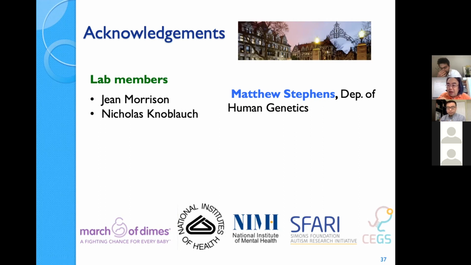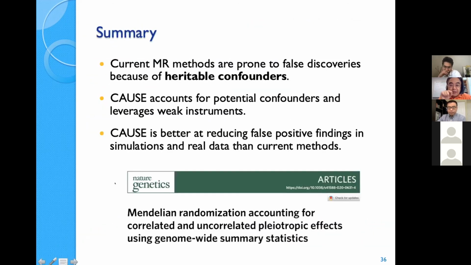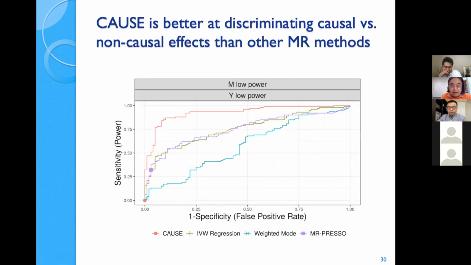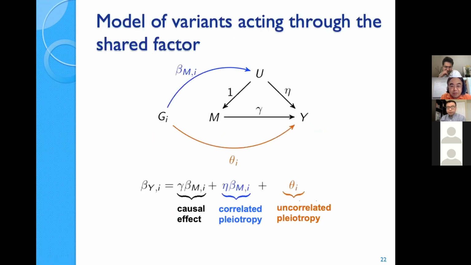On page 22, you had the eta, this U. In this diagram there's only one U, but I think in reality there will be lots of those shared factors. Maybe G may be affecting lots of U's. So in that case, you will have lots of etas. Can you consider that, or do you summarize everything?